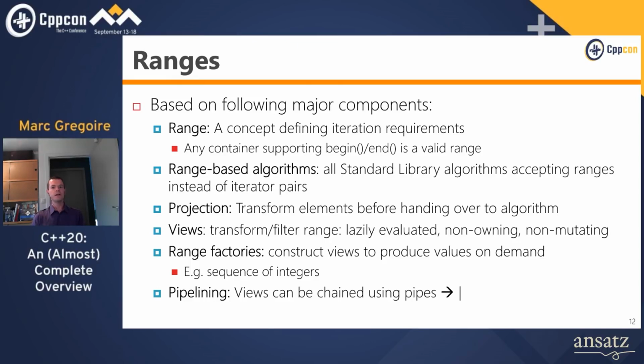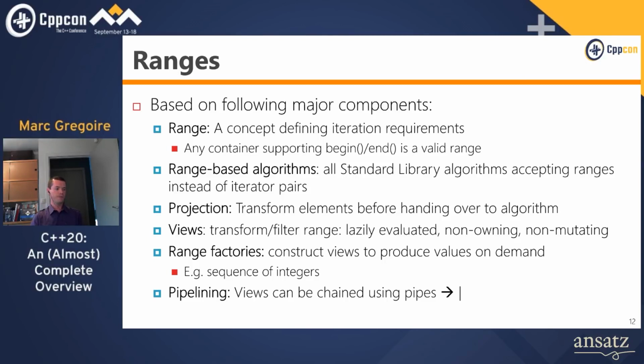And a lot of these standard library algorithms that accept a range now also accept a so-called projection. A projection is basically a callback that can transform the elements from your container before they are handed over to an algorithm.